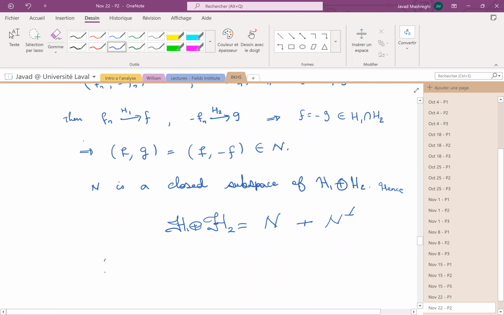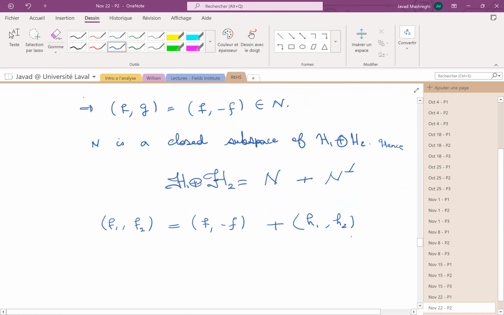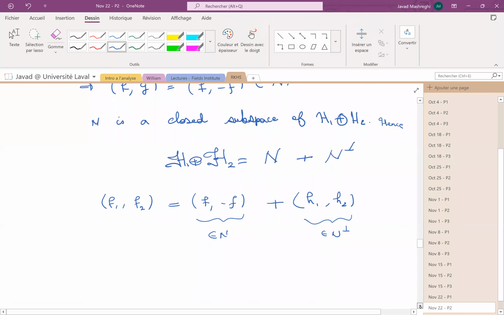So any element f1 and f2, which I consider, I can write uniquely as an element of the null space N, which means f, minus f, plus another element of H1 plus H2. This is in N perp, and this is in N. This is possible. So why is this helping us here?